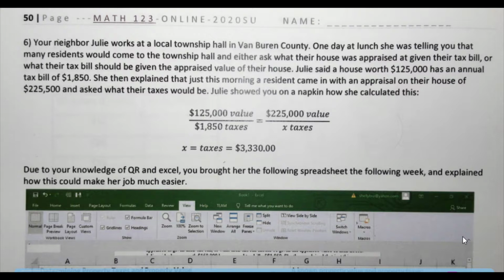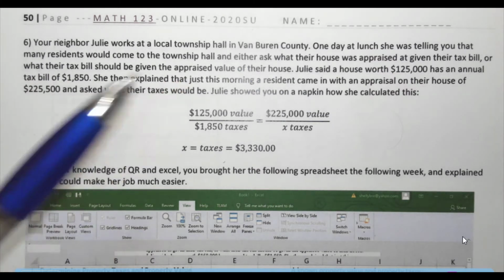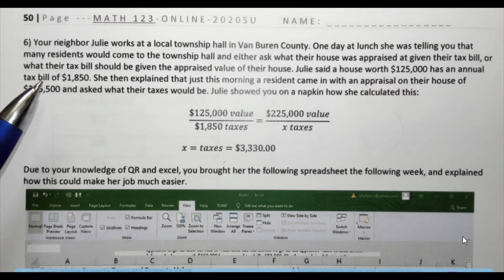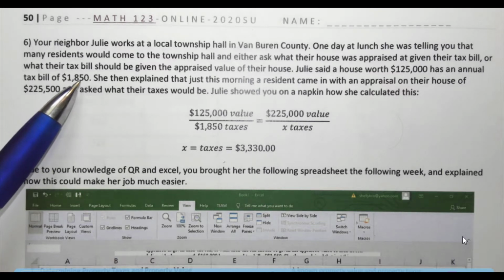So I switched over to hovercraft here for our last problem in lesson 13. Number 6. It says your neighbor Julie works at a local township hall in Van Buren County. One day at lunch, she was telling me that many residents would come to the township hall and either ask what their house was appraised at, in other words, how much it was worth, at a given tax bill, or what their tax bill should be given the appraised value of their home. Julie said a house worth $125,000 has an annual tax bill of $1,850.